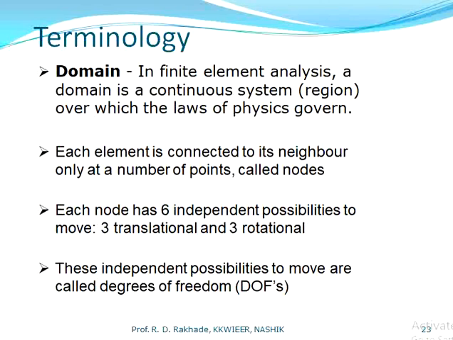Each element is connected to its neighbors only at a number of points called nodes. So when you split a domain or region into small parts, the individual parts are called elements, and each element has nodes or endpoints. Then each node has 6 independent possibilities to move. We already know there are 6 degrees of freedom, 3 translational and 3 rotational in the x, y, z directions. These independent possibilities to move are called degrees of freedom.